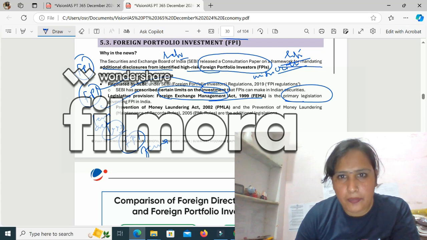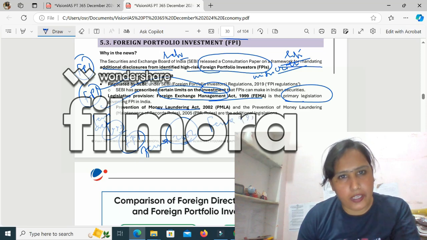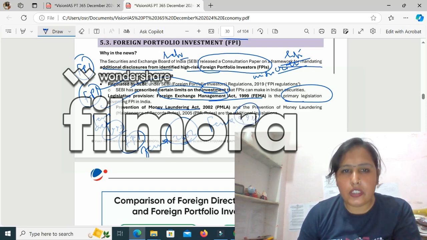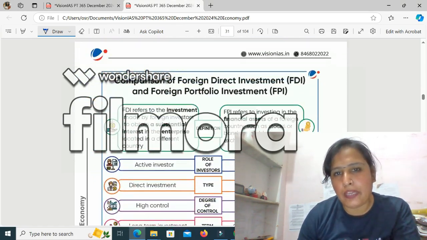So the Prevention of Money Laundering Act, that was in 2002, and the Prevention of Money Laundering Maintenance of Records Rules. There are additional legislations. Two legislations are there for the FPI. First is the FEMA Act 1999. Second is the Prevention of Money Laundering Act, which came in 2002. So these two acts are regulating the FPI, foreign portfolio investment.